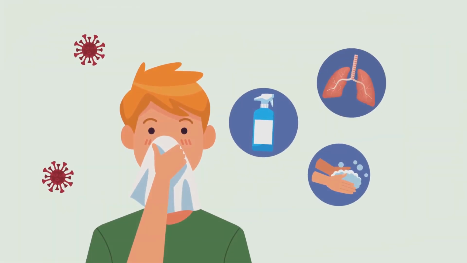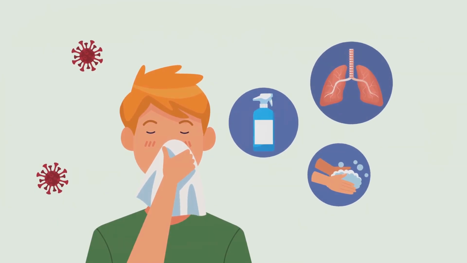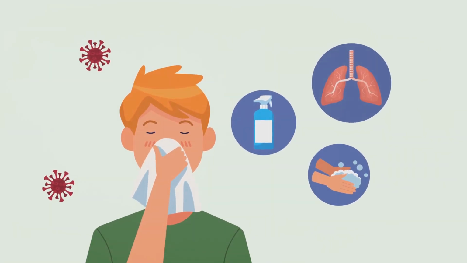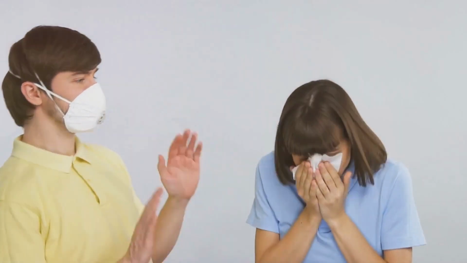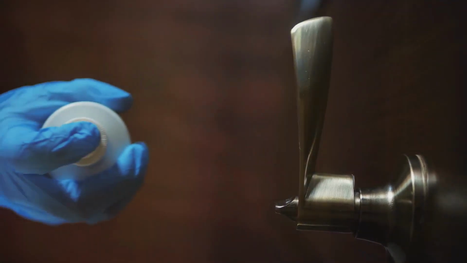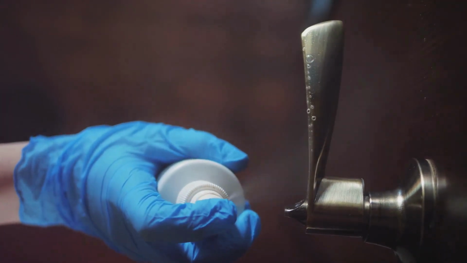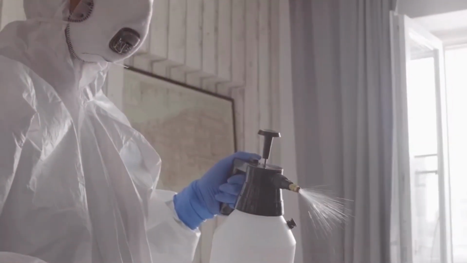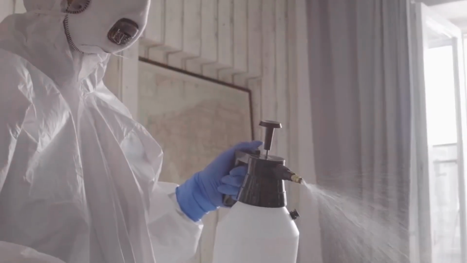Avoid close contact with people who are sick, especially those with sore throats or respiratory infections. Cover your mouth and nose with a tissue or your elbow when coughing or sneezing. Avoid sharing personal items, such as utensils, cups, and toothbrushes. Clean and disinfect frequently touched surfaces, such as doorknobs, phones, and toys.